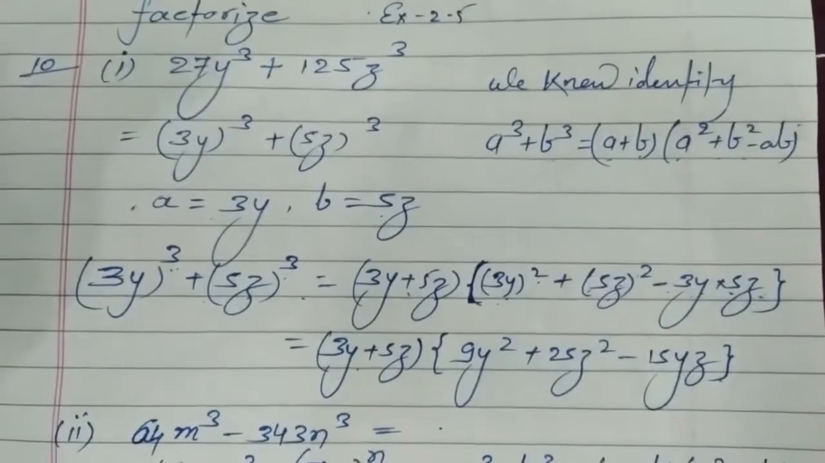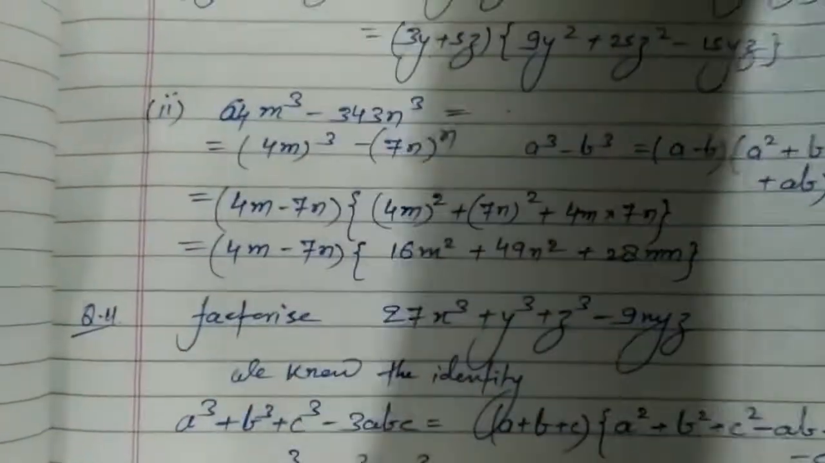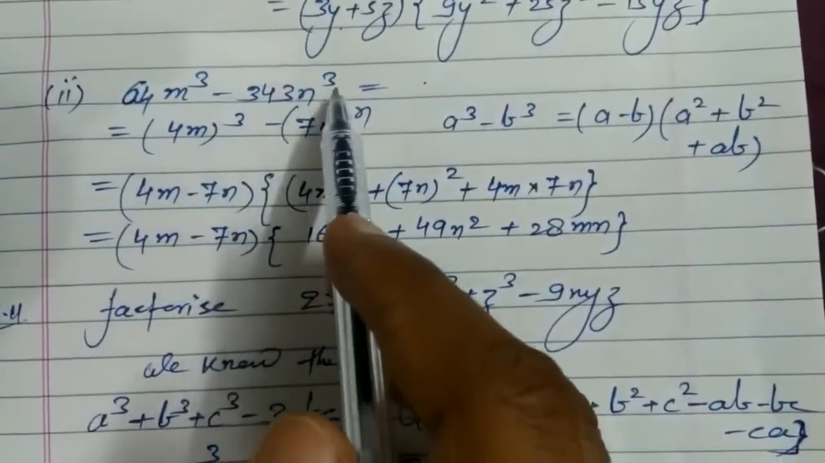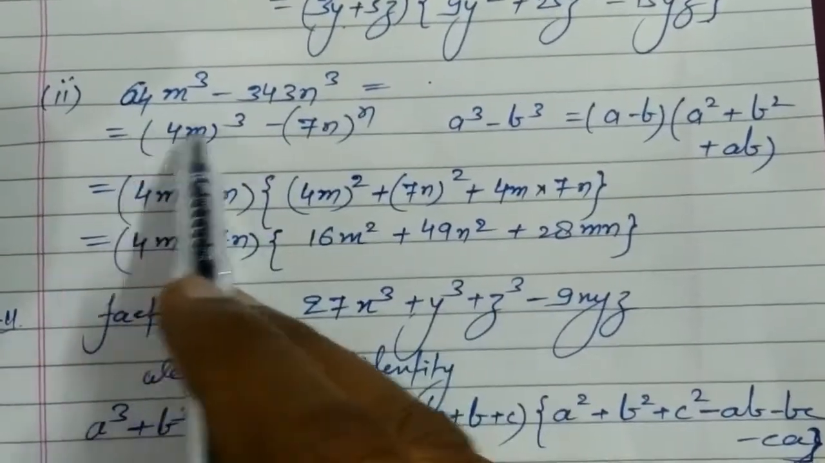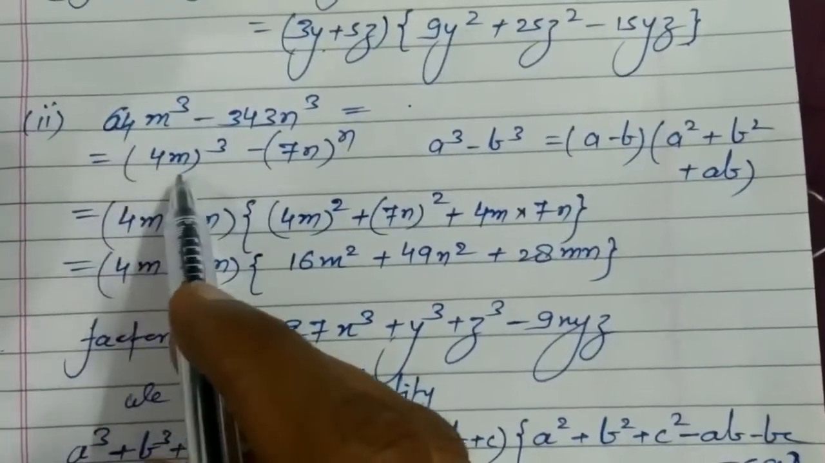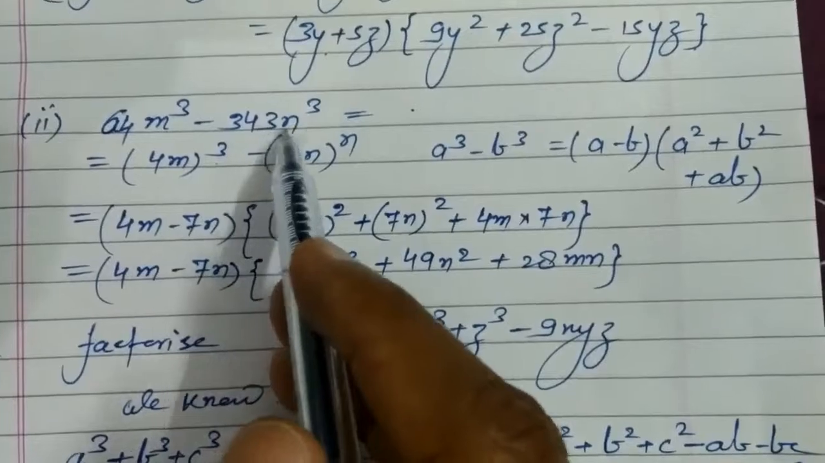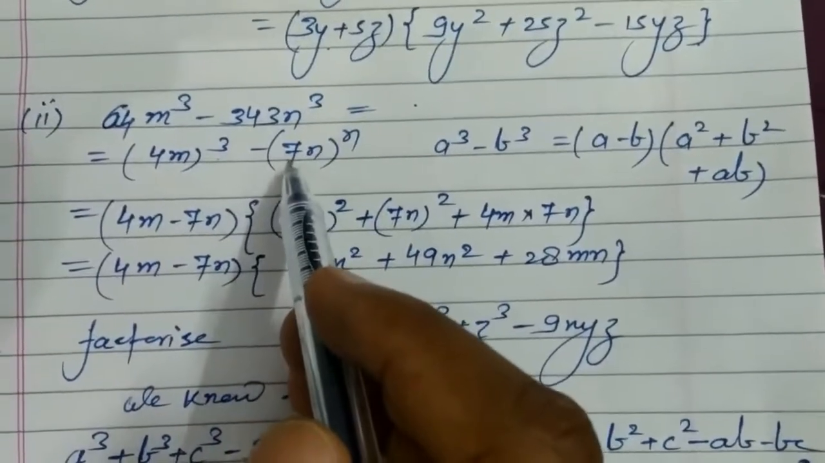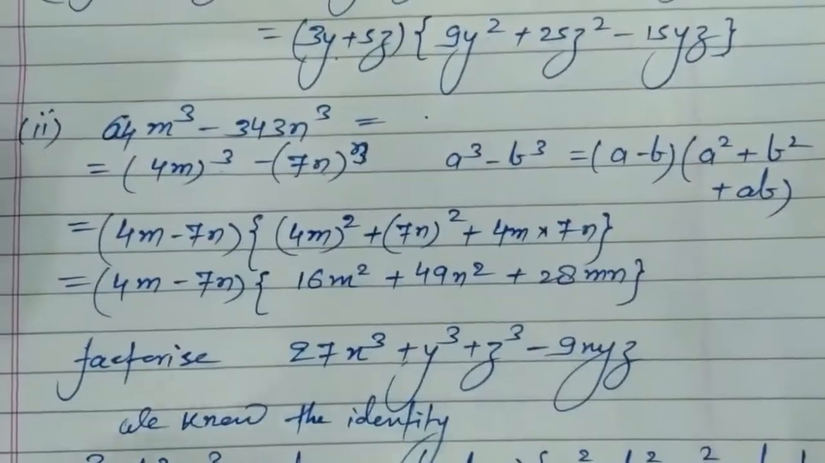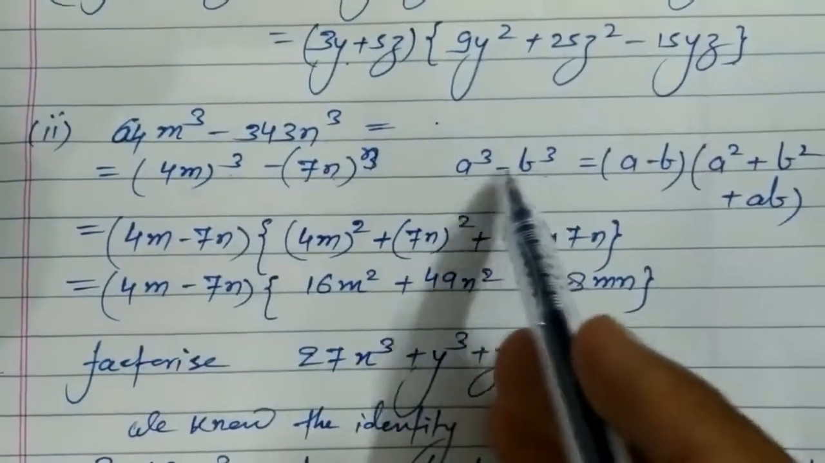Fine. Question number 10, second part is 64m cube minus 343n cube. Change it in the whole form of cube. This can be written like (4m) whole cube. This 343n cube can be written like (7n) whole cube. Now this is the form like this, a cube minus b cube.